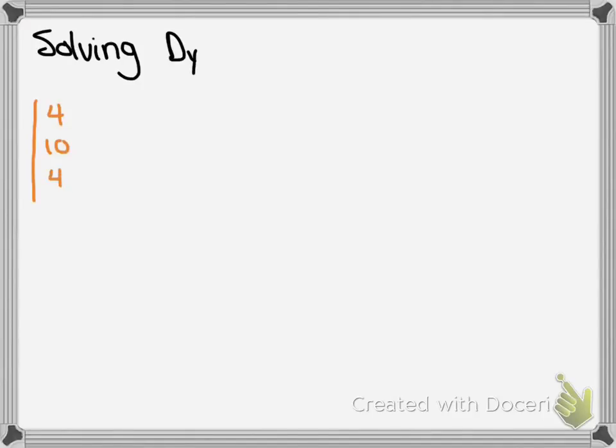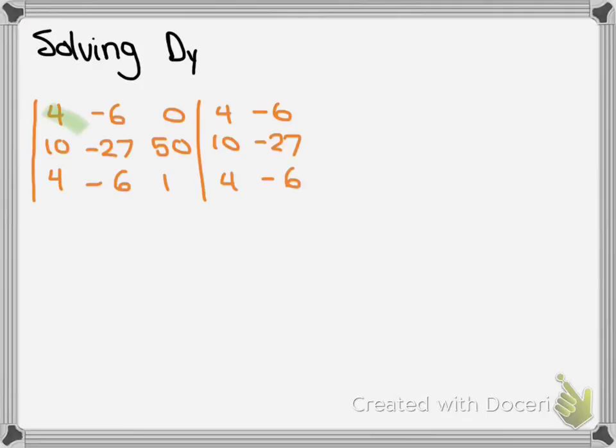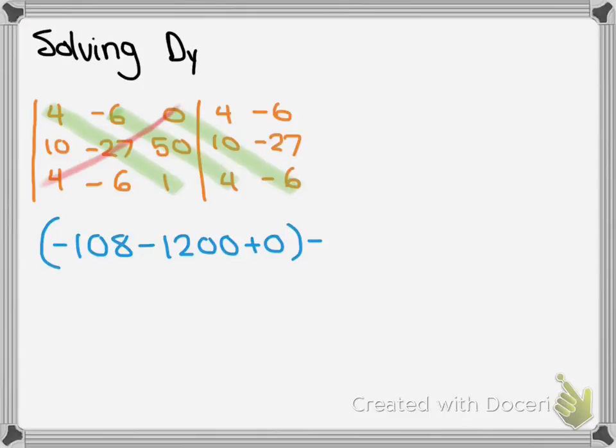Now we have to solve d sub y. We then have to rewrite the equation and then copy the first two columns on the right. In green are highlighted the majors, so 4 times negative 27 is negative 108. Negative 6 times 50 times 4 is negative 1,200. And 0 times 10 times negative 6 is 0.